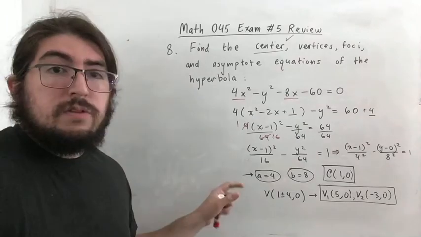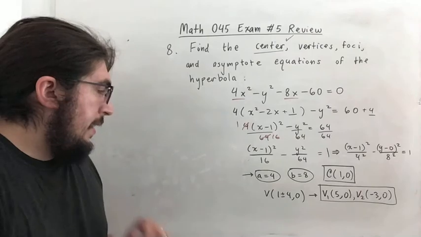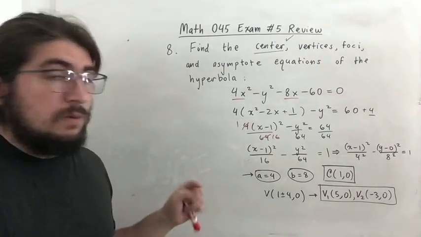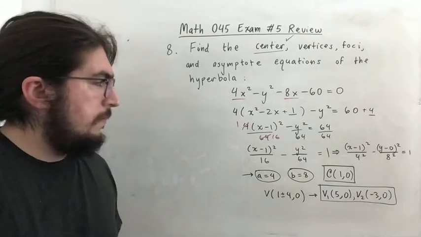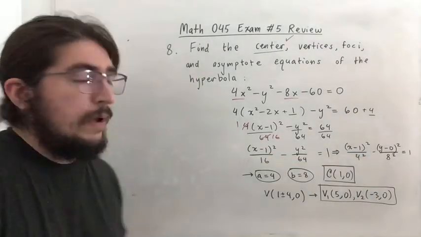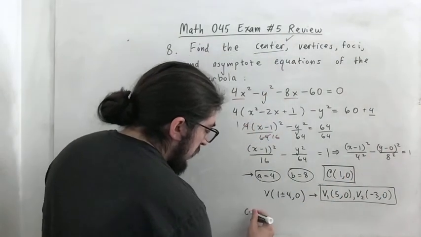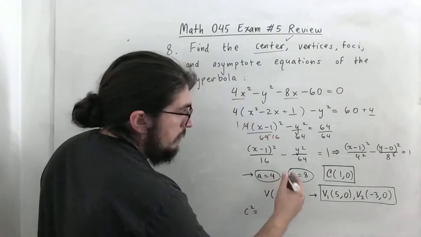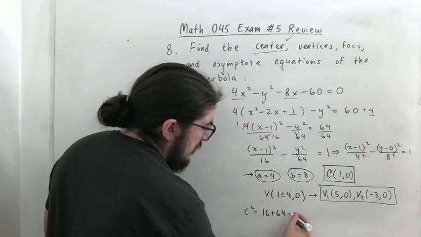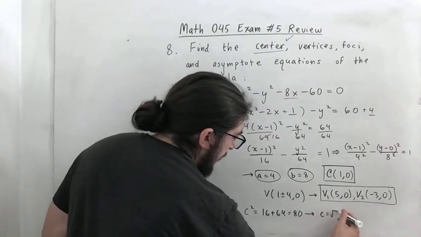And finally, for the foci, before we get to the asymptotes, I'll describe that over here. We need to discuss the foci equation for hyperbolas, which is basically a Pythagorean theorem. And the nice way to remember that is it's the opposite sign of the sign for the equation. So we're going to have a squared plus b squared is equal to c squared. So c squared is equal to a squared, which is 16, plus b squared, which is 64, so that's 80. That means c is the square root of 80.